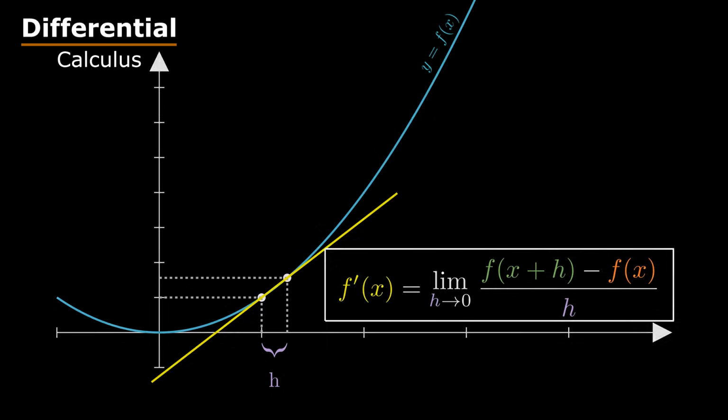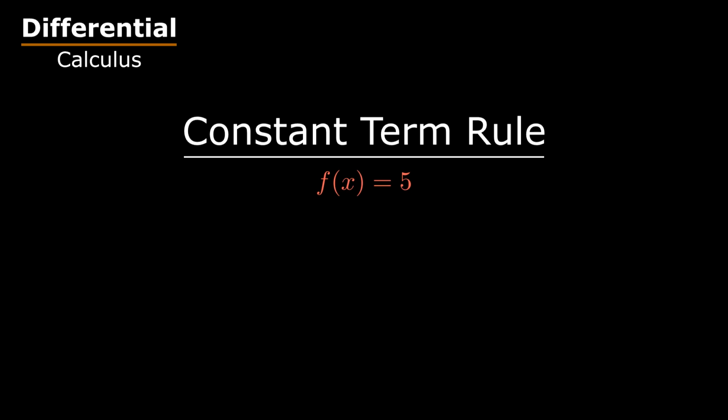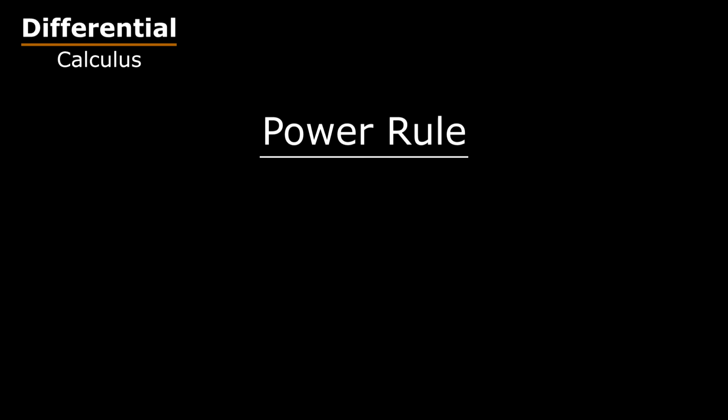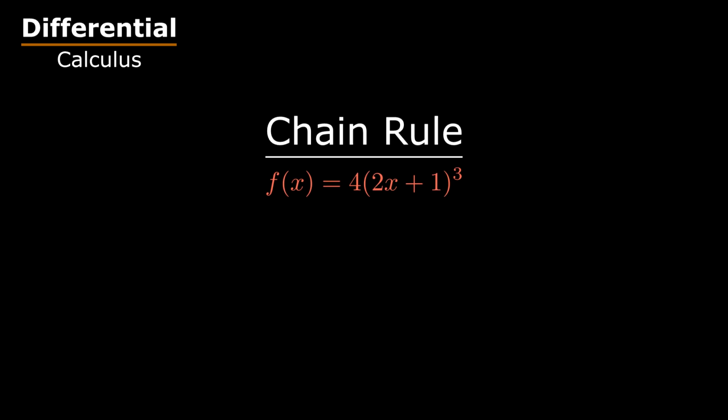There are various rules of differentiation, such as the constant term rule, where the derivative of any constant is 0, the power rule, which states that for a function such as 5x to the power of 4, the derivative is found by multiplying the function by the exponent, then reducing the exponent by 1. The chain rule, which for our purposes we just need to understand that a function such as 4 times (2x + 1) to the power of 3 can be differentiated by treating the inside of the brackets as x and applying the power rule. So we multiply the function by the exponent, then reduce it by 1, but then we also multiply by the derivative of the inside of the bracket, which is 2.